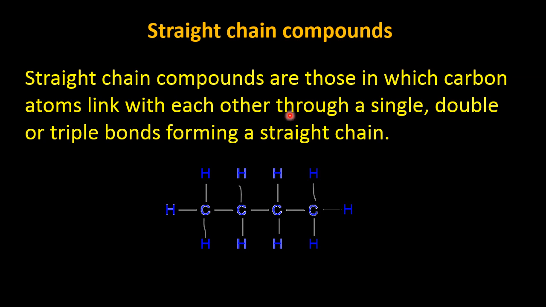Straight chain compounds are those in which carbon atoms are linked with each other through single, double or triple bonds, forming a straight chain. It means it doesn't matter whether carbon is forming a single, double or triple bond with the other carbon. The thing which matters for the straight chain compound is that it should be written in a straight form.